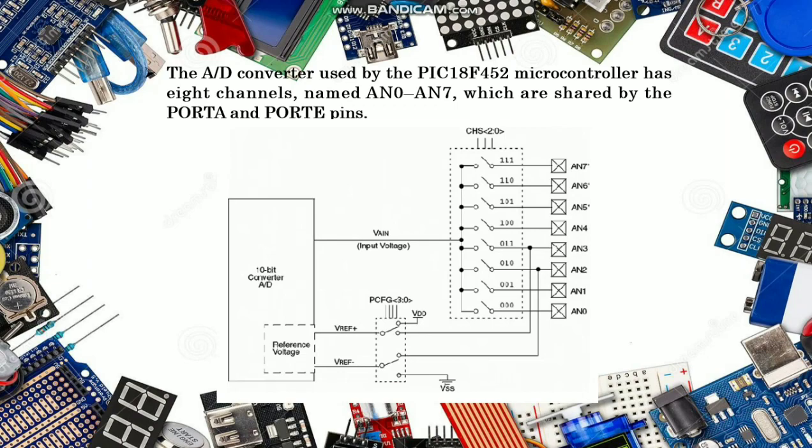So this is the analog configuration for the PIC18 microcontroller. The channels will be AN0 to AN7, and the positive voltage reference is taken from the AN3 port, and the negative voltage reference is taken from the AN2 pin.